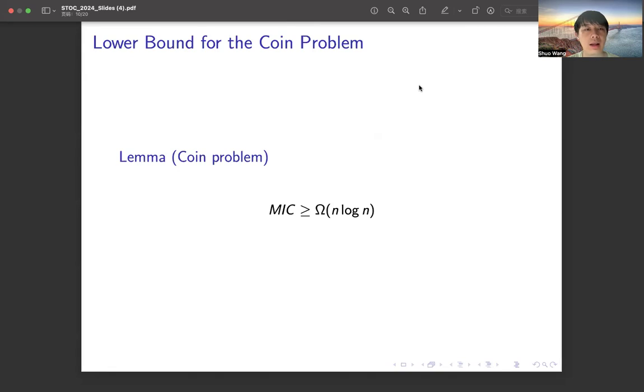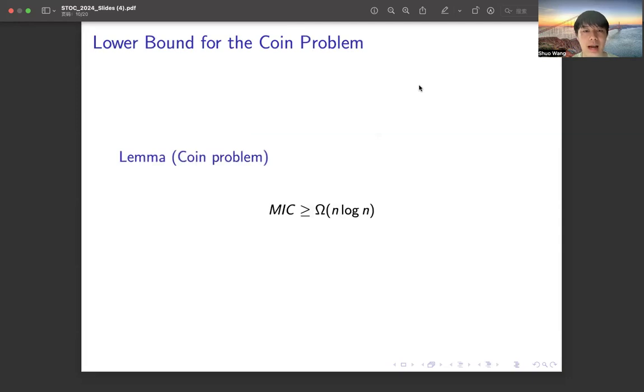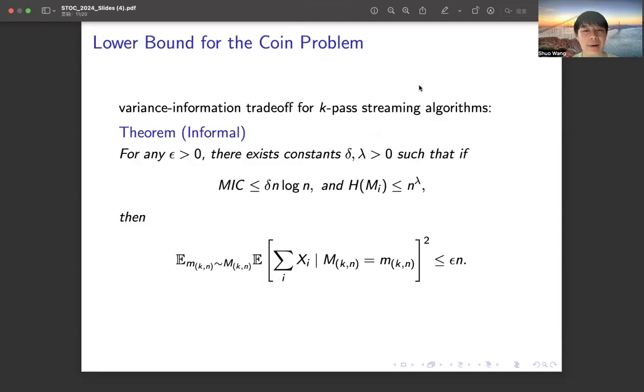And then let me introduce some ideas behind the proof. Maybe first for the coin problem. Since we have an upper bound for our information complexity notion, it suffices to show an omega n log n lower bound in the coin problem, then we could have our main theorem for the space complexity lower bound. And to prove the important lemma, we use a variance-information trade-off for k-pass streaming algorithms.